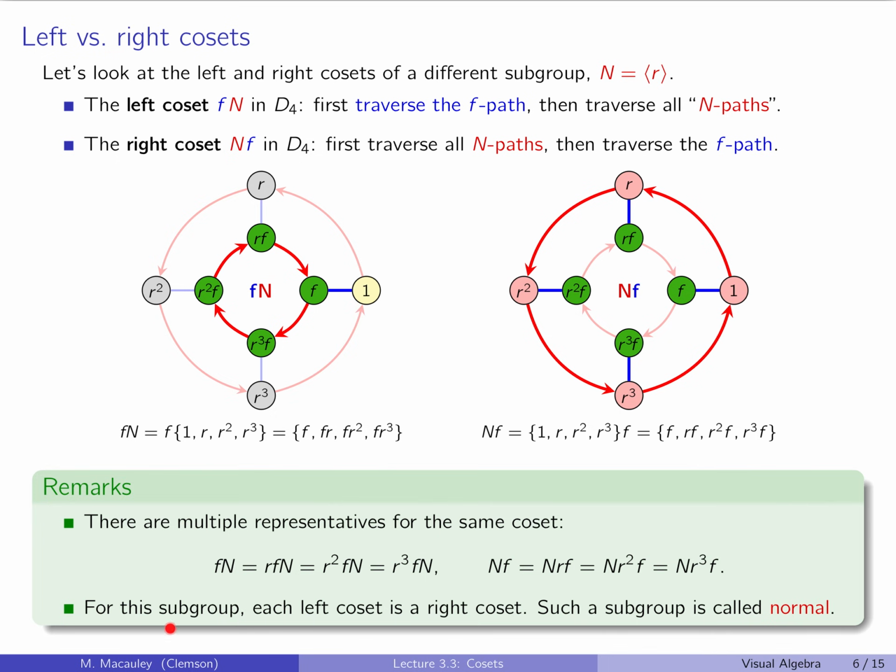For this particular subgroup, each left coset, now there's only two of them, there's the subgroup itself. Remember that N is equal to 1 times N, and that's the left coset, and then N is also equal to N times 1. So that's the other right coset. So in both cases, each left coset is a right coset, and when that happens, such a subgroup is called normal. That's why I use the letter N to denote it instead of H.